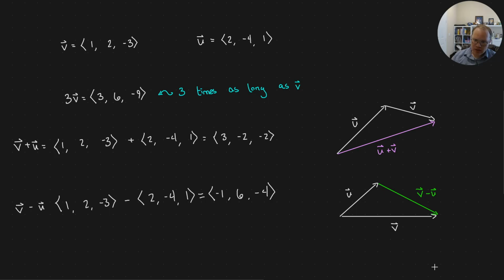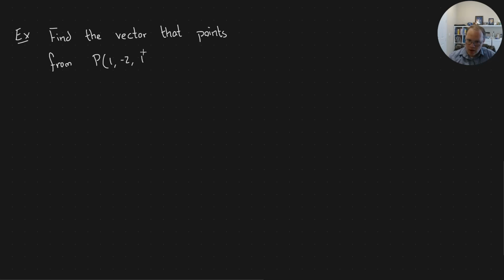And just like in 2 dimensions, I could use this to find a vector pointing from one point to another. Okay, so let's do a quick example with that. Find the vector that points from point P, (1, -2, 1), to point Q, (3, 1, -4). Okay? So I could plot those in three-dimensional space if I wanted. But, well, let's go ahead and do it.